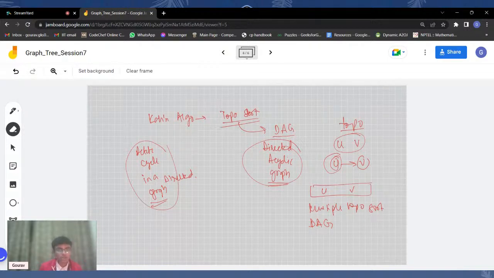It should be acyclic because if there is a cycle, then we do not know which one should come before, which one is connected to which one. Then again, we will get into a loop. So we do not want that. That is the reason toposort is always preferred for a directed acyclic graph.